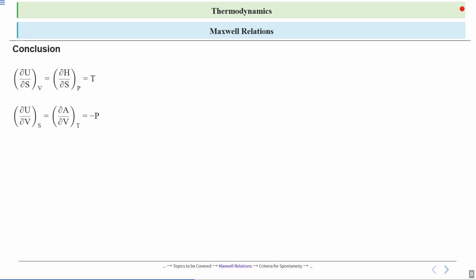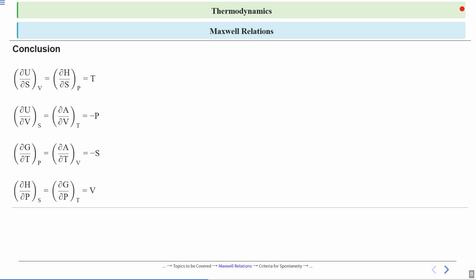Second is related to minus P, which is change in internal energy at constant entropy with respect to volume, and change in A with respect to volume at constant T is equal to minus P. Moving on to the next, which is minus S. Again, change in Gibbs free energy at constant pressure with respect to temperature, and change in A with respect to temperature at constant V. And lastly, we have volume, which is change in enthalpy with respect to pressure at constant entropy, and change in Gibbs free energy at constant temperature with respect to pressure. So these are your 4 equations.